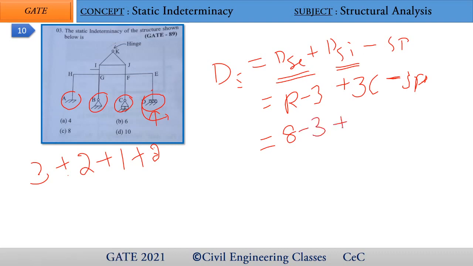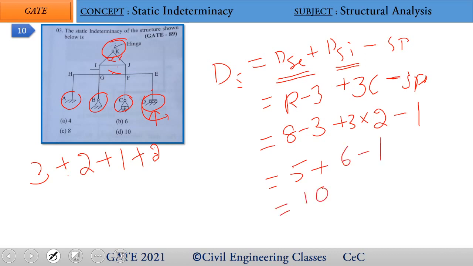Here you can see this is one closed loop and this is a second closed loop. So 3 multiplied by 2, minus special conditions. Just identify, are there any hinges? Yes, a hinge is present at K and 2 members are connected to K. So we can have one equation, minus 1. Now 8 minus 3 is 5, plus 3 into 2 is 6, minus 1. So the answer is 10. Option D is the answer for this given frame structure.